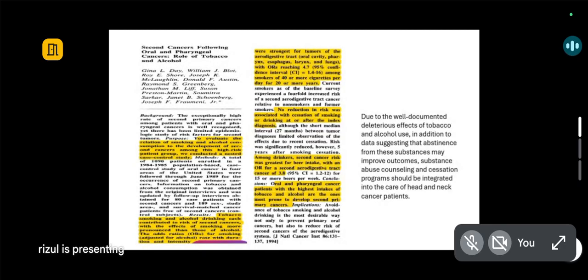So there was one study by Day et al. that looked at second cancers following oral and pharyngeal cancers, and the role of tobacco and alcohol. In this study, they evaluated the relationship of smoking and alcohol consumption to the development of second cancers. The results were that tobacco smoking and alcohol drinking contribute to the risk of second cancers, with the effect of smoking more pronounced than that of alcohol.